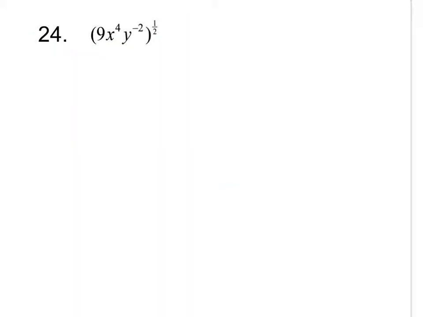Number 24. 24 is exactly the same concept. Okay, what we're going to go ahead and do here is we're going to put on missing exponents. So when we put on missing exponents, we multiply those through. 9 to the 1/2, x to the 4 times 1/2, half of 4 is 2. Y to the half of negative 2 is negative 1. So we multiply exponents.